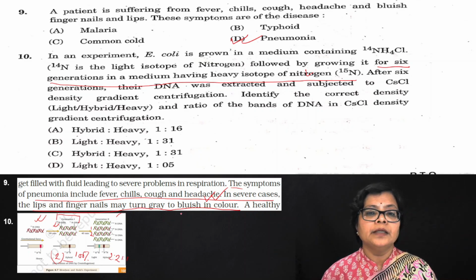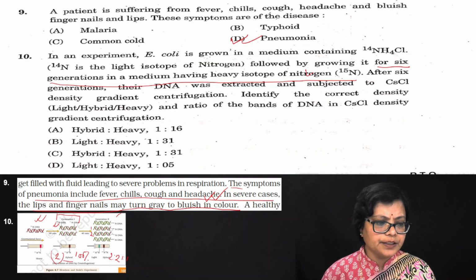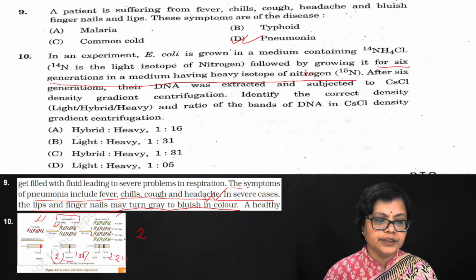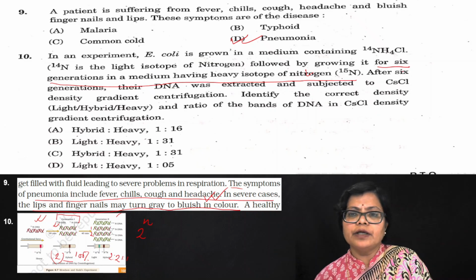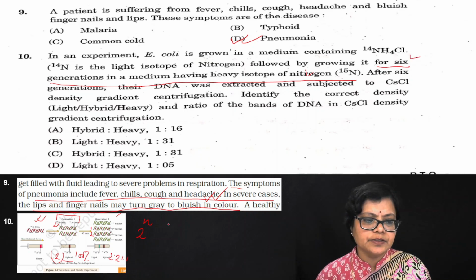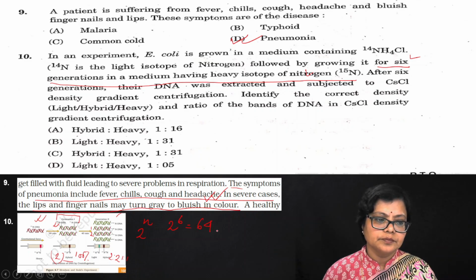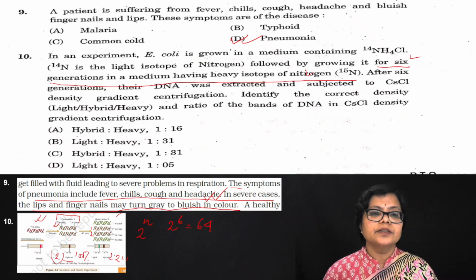The book. Now let's discuss. First generation, how many DNA segments? 2. Second generation, how many? 1, 2, 3, 4. 4. Then the next generation, third generation, 8. Then the next generation, fourth generation, 16. So that means 2 to the power n. For this case, we have to consider the 6th generation. That means 2 to the power 6. That means 64.